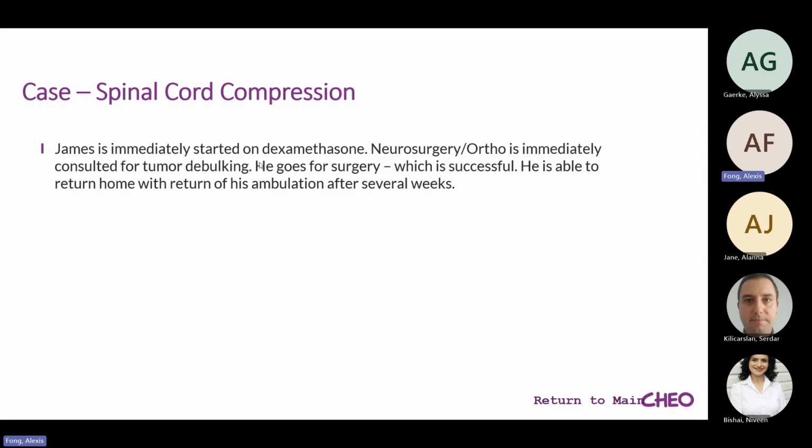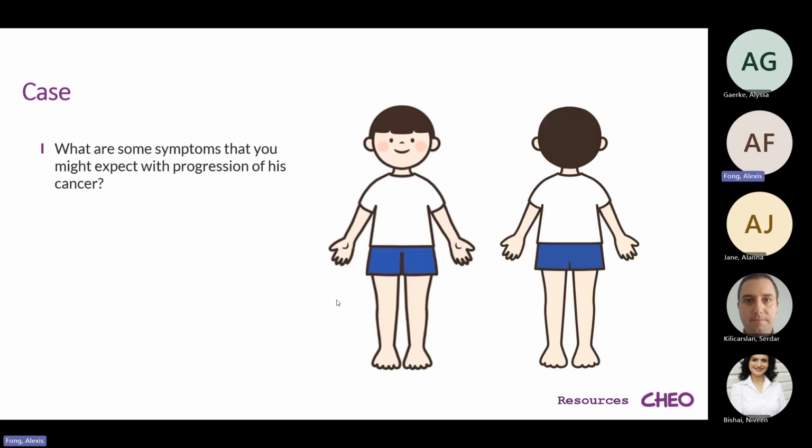He goes for surgery, which is successful. He's able to return home with return of ambulation after several weeks. Time is, I was going to say spine, not really spine, but the earlier you diagnose and manage spinal cord compression, the more likely you are to successfully regain ambulation and prevent long-standing damage. We've actually had quite a few spinal cord compressions over the last 2 years. And then I think I only have one other thing.